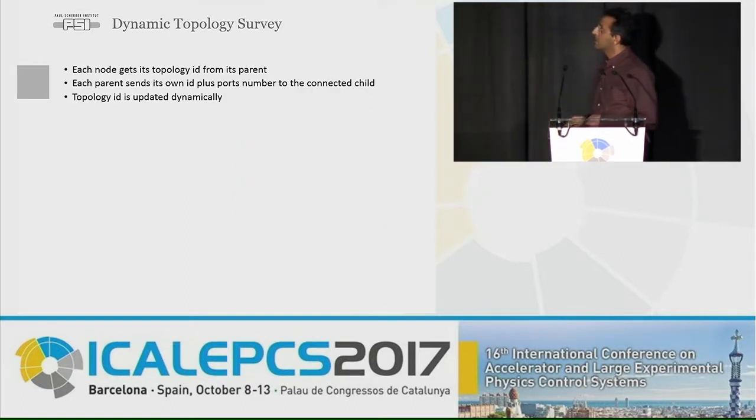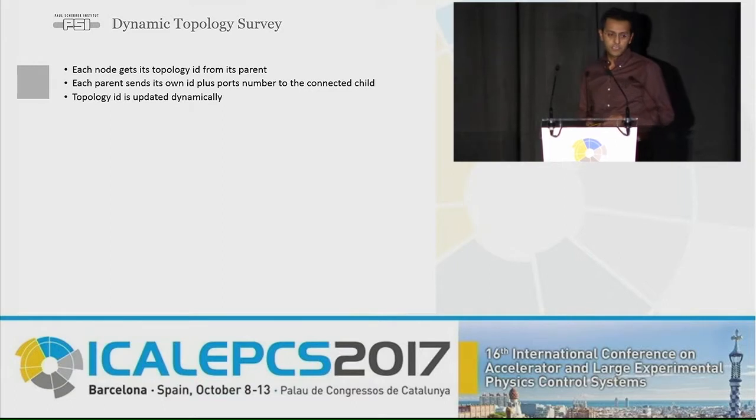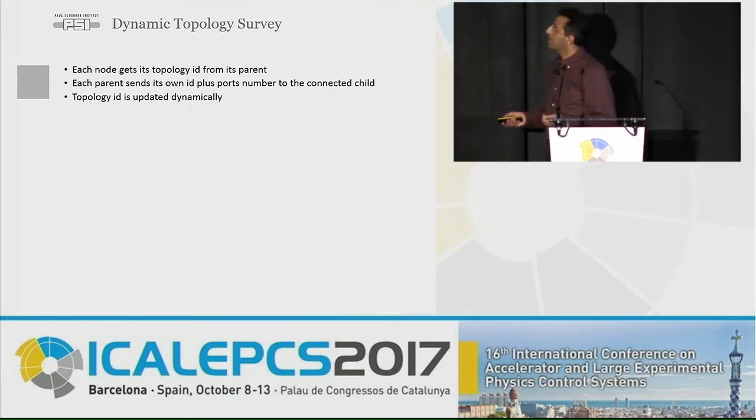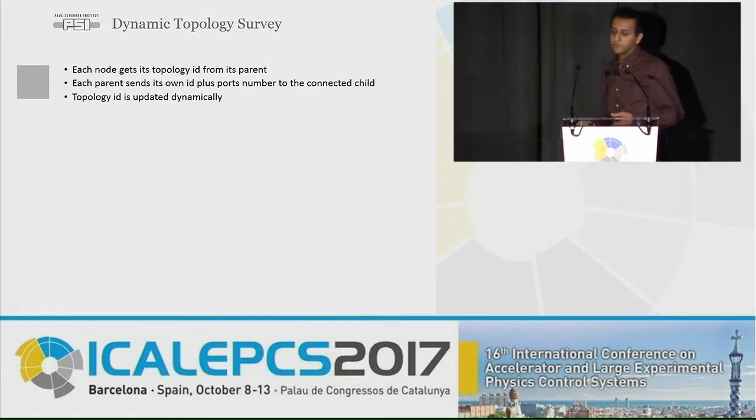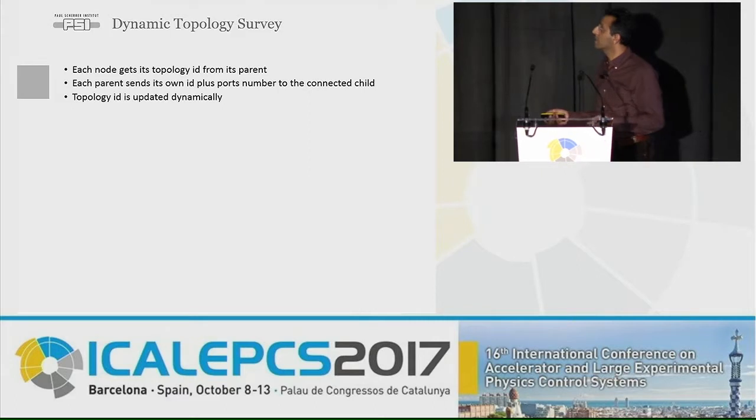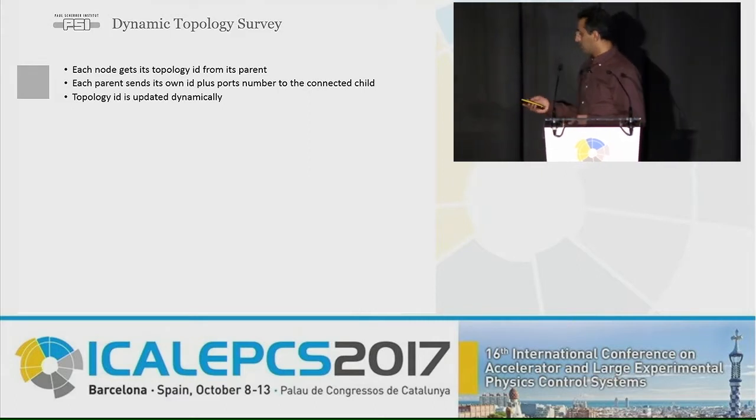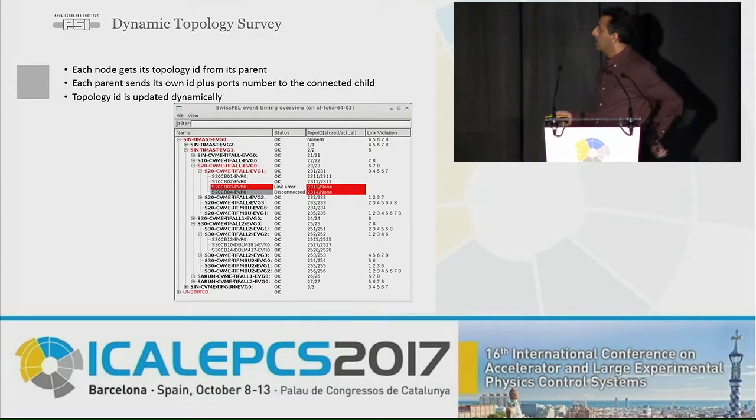So what we did is that we introduced the topology ID, which is based on a simple principle. Each component maintains a topology ID. Each parent sends the topology ID plus the port number to the next component which is connected to it. And based on that, we developed an application.